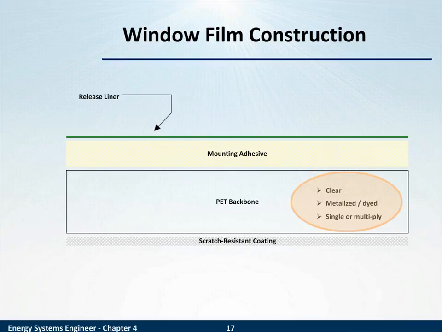One thing we did not say, this is a simplification. Indeed, that what we called a PET backbone, it could be clear plastic, it could have metal on it or dyes in it to change the performance or appearance of the film. That PET backbone, it could be one single ply of PET, it could be 3 or 4 plies laminated together. So it's a simplification, but you see the componentry of window film construction and how it's applied and protected.